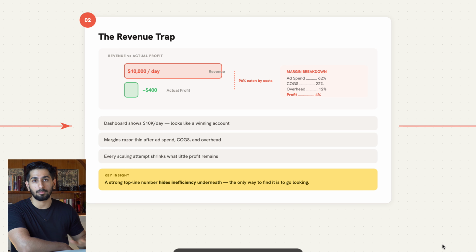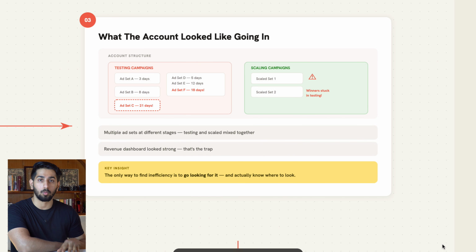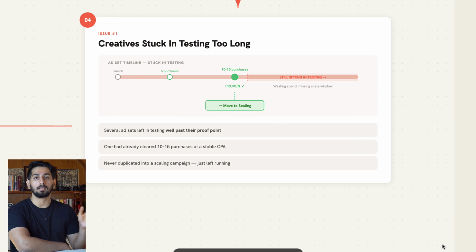So first and foremost, a set base. Let me tell you exactly what the account looked like when we went in for the audit. So what I had was multiple ad sets running at different stages. Some were in testing, some were in scale, multiple ad sets, different stages each. They had a strong top line, as I just mentioned, but that is where most people don't see the actual inefficiencies that hide behind it. So we got on with the audit, and the first issue we found was with the creative.